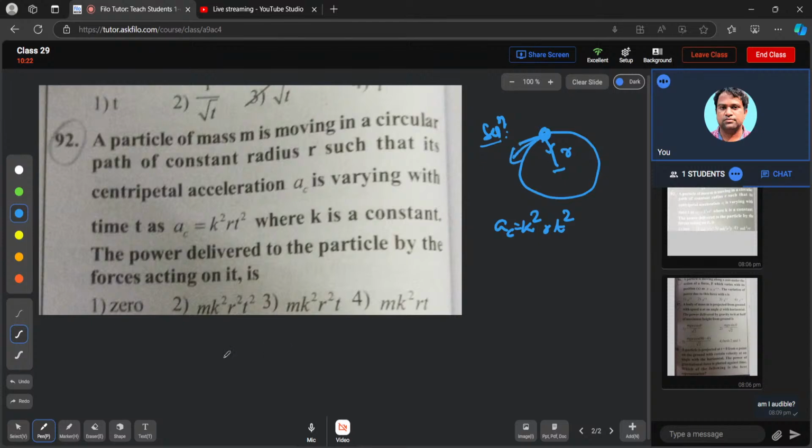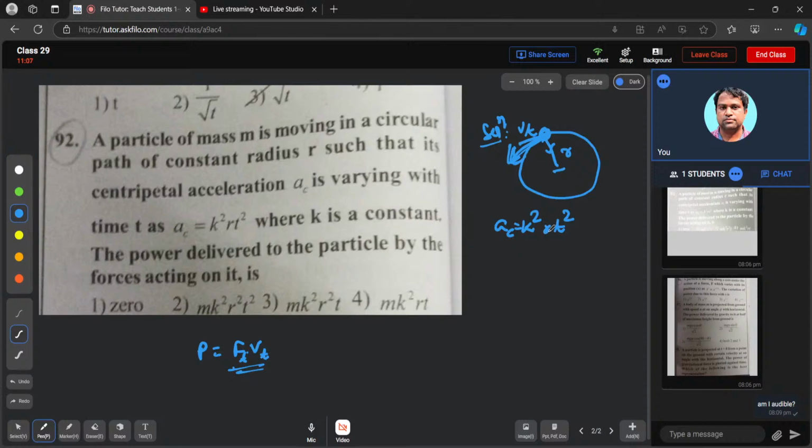So what will be the power delivered? Power formula is P equal to F dot V, or you can say F tangential V tangential, the force in the tangential direction and the velocity along the tangential direction, right? So F and V are in the same direction, that means cos 0 is 1, so we can simply write FV. Now we have to calculate the tangential force and tangential velocity.